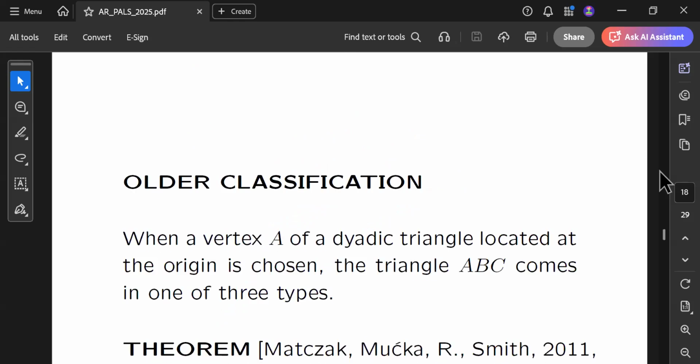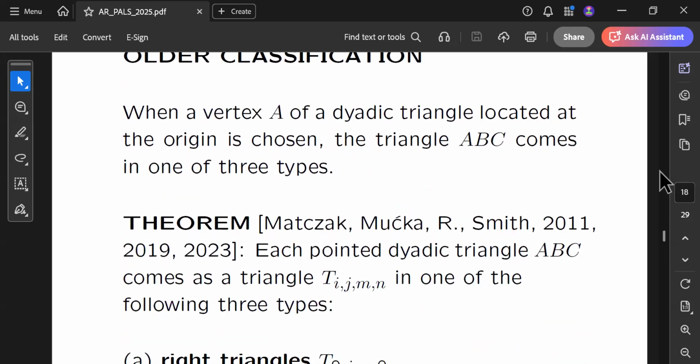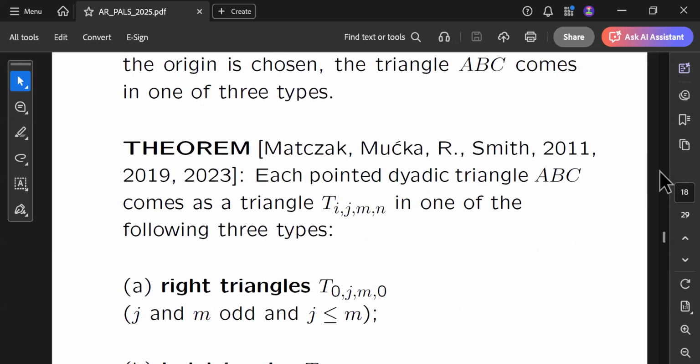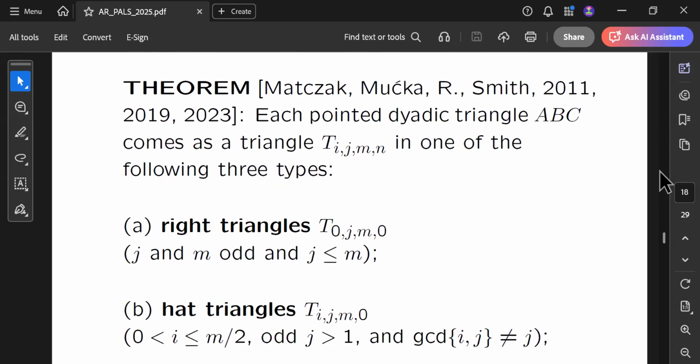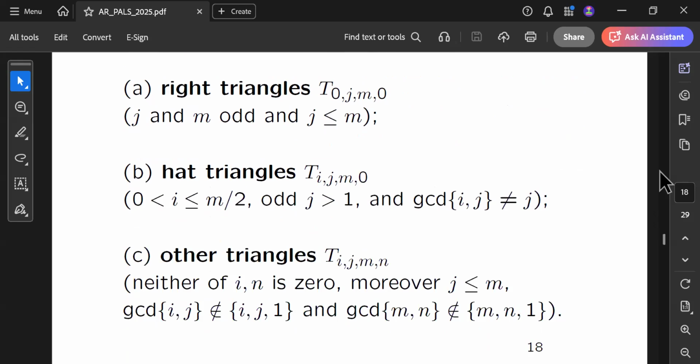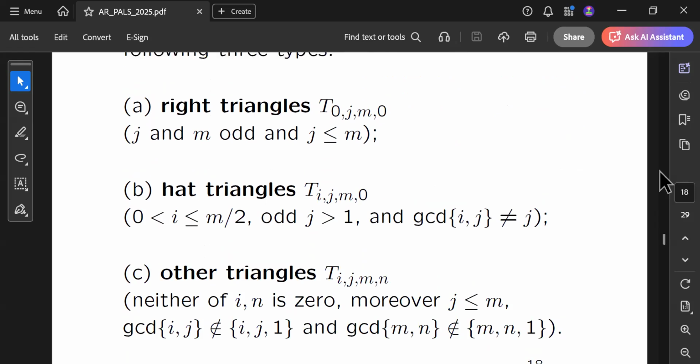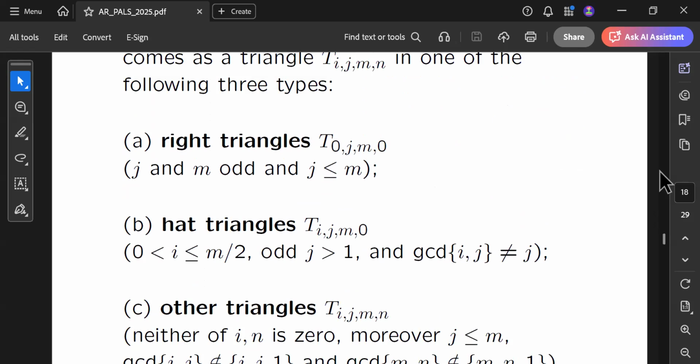And when a vertex A of a dyadic triangle located at the origin is chosen, then the triangle ABC comes in one of 3 types. This was shown in our paper with Matczak and Mućka. The 3 types are the following. These are right triangles, hat triangles, and other triangles. However, you may easily notice that this description depends on the choice of the vertex located at the origin.